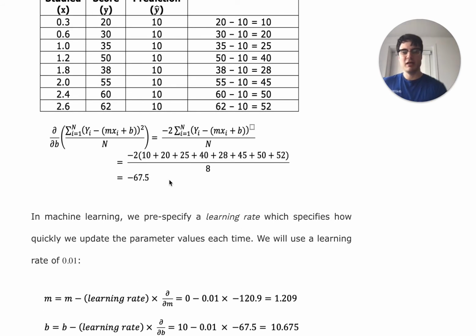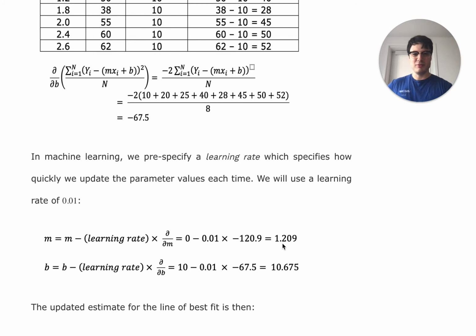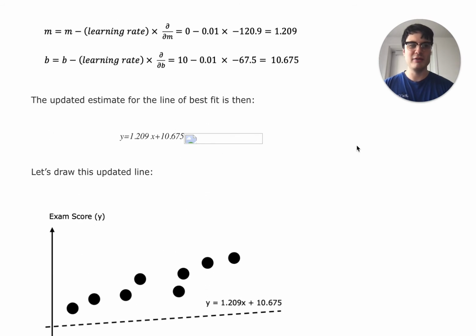Now that we've calculated these numbers, we can plug them into our equation, and we get a new value for m and b. The new value for m is 1.209, and the new value for b is 10.675. So our equation is now y equals 1.209x plus 10.675. And that gives us this line, which is not quite the line of best fit, but it's much better than our initial line.